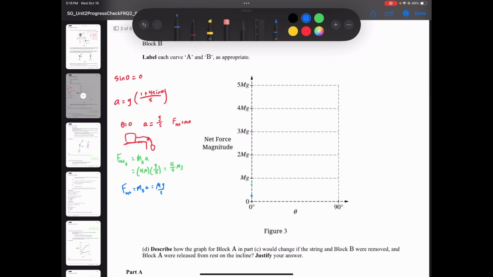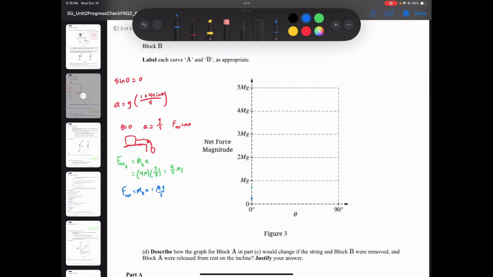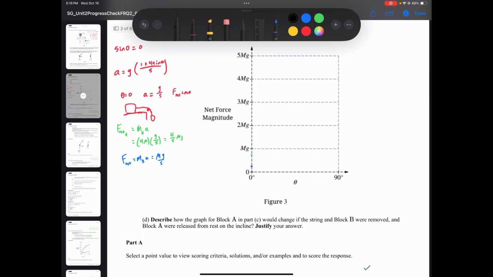Now, in terms of the maximum, let's see. So now we're going to look at when theta equals 90 degrees. I know that the sine of 90 is equal to 1. So now let's evaluate the expression. The acceleration of the system in this case is going to equal g times 1 plus 4 over 5. That's just 5 over 5, g times 5 over 5, which is just g. So the acceleration is equal to g.